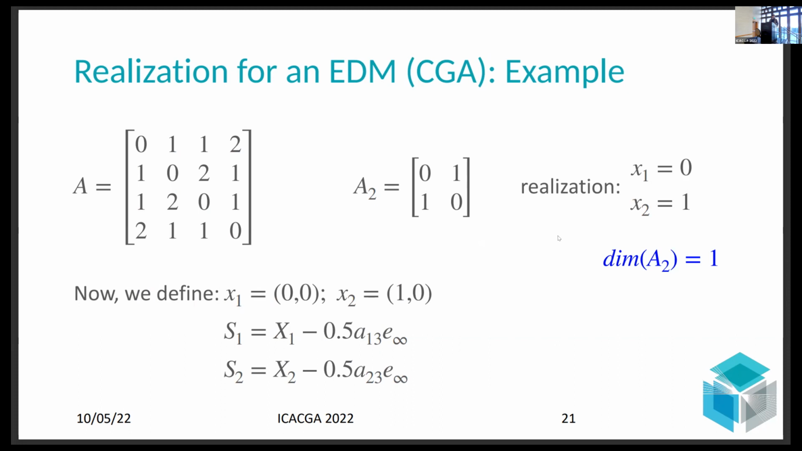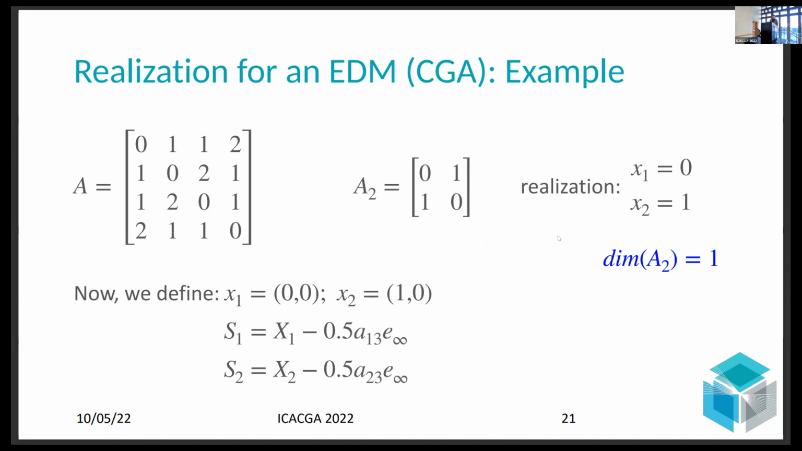Okay, so this is an example, a small example of a 4x4 matrix, and we want to see if it is an EDM and find a solution in minimal dimensional space. So we start from A2, the first submatrix. We have this partial solution, x1, x2. So the embedded dimension so far is 1. We increase the dimension of space.